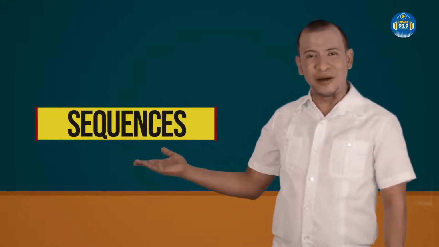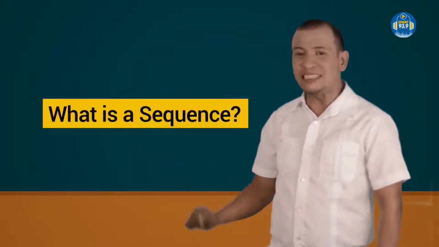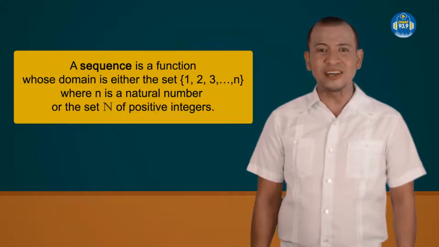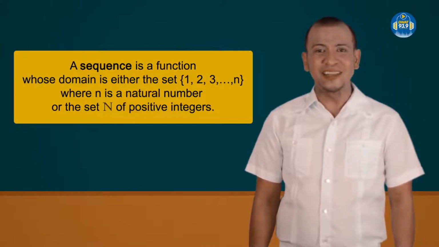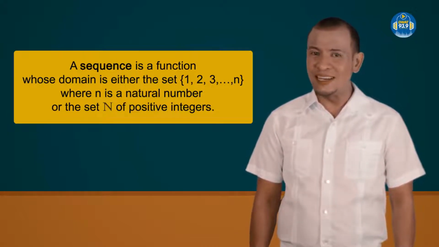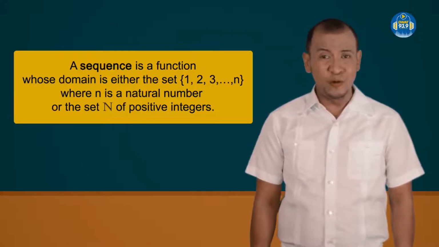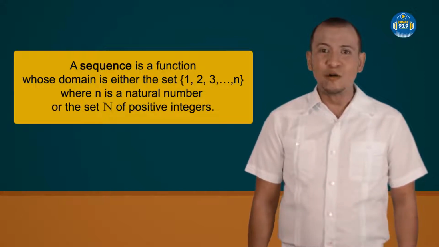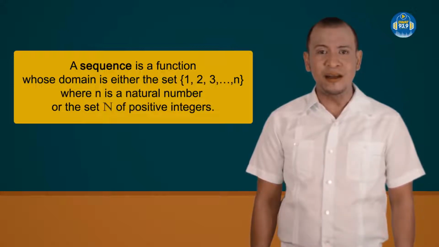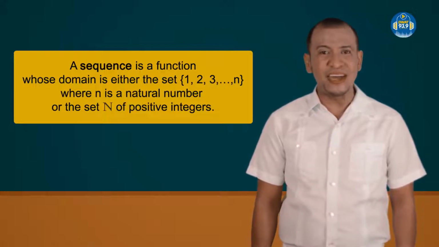In the activity, we just have learned that patterns can be seen in shapes and in nature. The patterns generated in the pictures are examples of sequences. So what is a sequence? A sequence is a function whose domain is either the set whose elements are 1, 2, 3 up to n, where n is a natural number, or the set of positive integers.